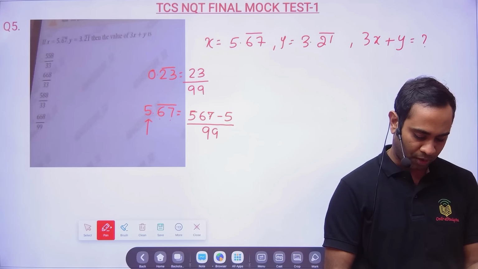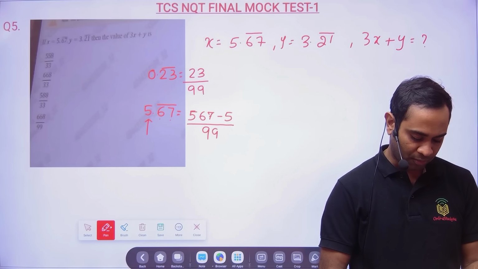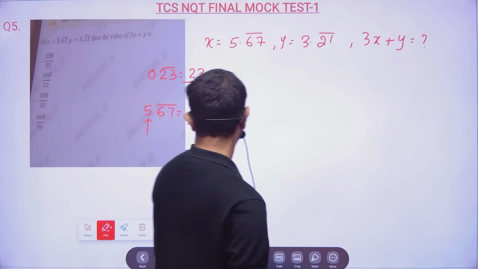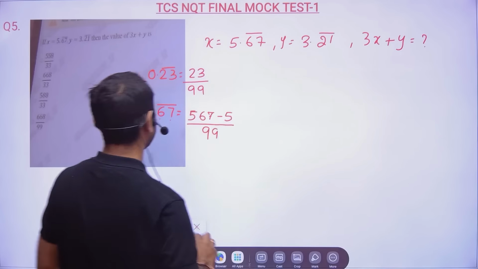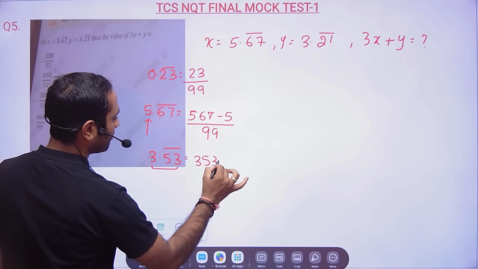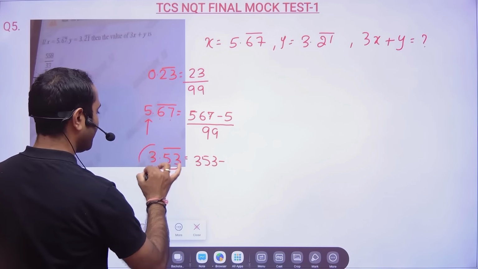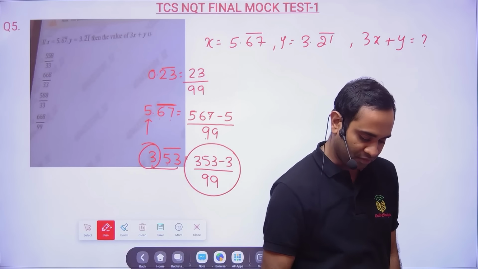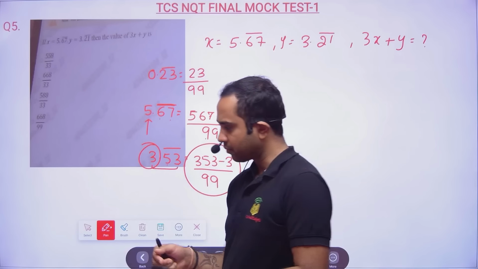Let me take some more problems so that I can give you the concept. Let us take one example. If I say 3.53 bar, what will you do? What is the total number? 353 minus the number where the bar is not there, 3, divided by how many numbers have the bar? 99. Whichever numbers have the bar, that many 9s will come.